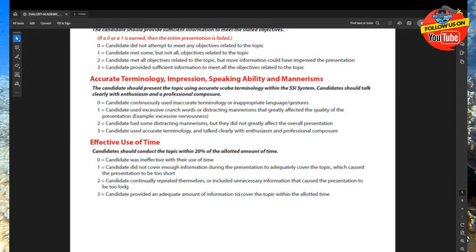But let's look at a 2-pointer there. Candidate continually repeated themselves, or included unnecessary information that caused the presentation to be too long. Or to get a 1, candidate did not cover enough information during the presentation to adequately cover the topic, which caused the presentation to be too short. Candidate was ineffective with their use of time completely. So if I'd given Nikki 5 minutes on this and she'd gone to 10 minutes, that'd have been 50% too much time, right? But would she be guilty of a 2 or a 1 on this?